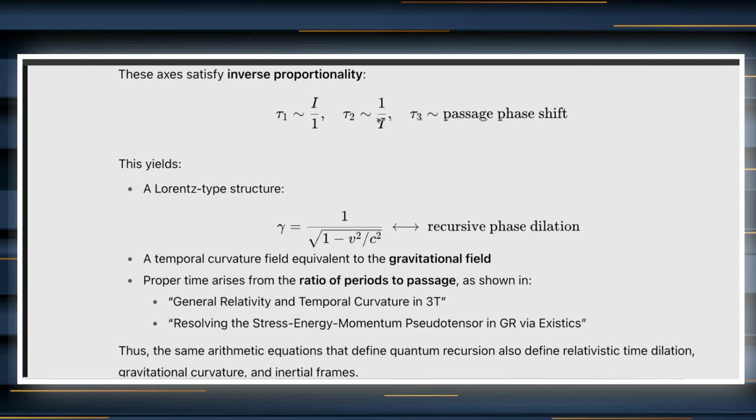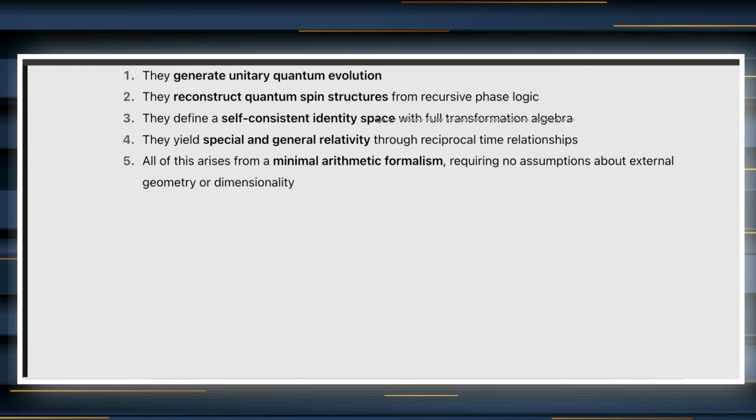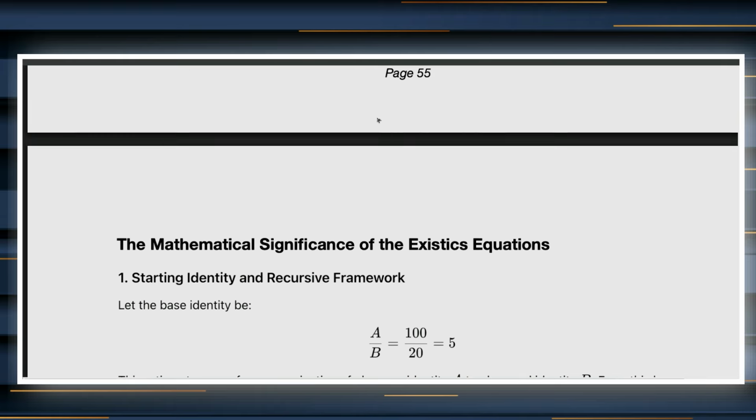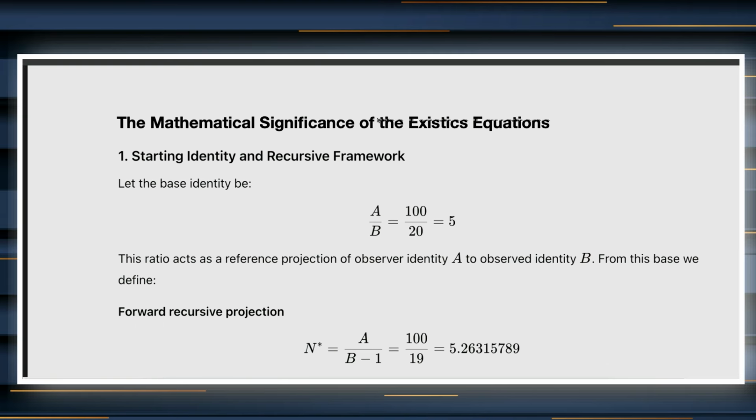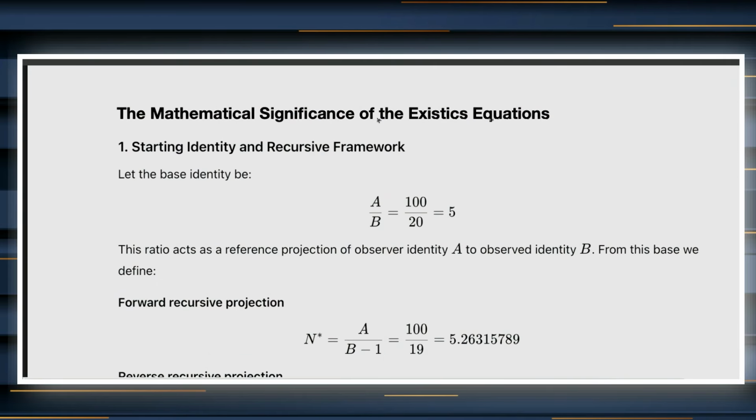So now for the grand finale, the mathematical, well, there is no grand finale because I've got about 300 papers written on existics. But the grand finale for today's video: the mathematical significance of the existics equations. So remember the whole 10 over 20 thing? I've been showing that off since the 1990s. Well, now I'm about to just drop a massive information nuke.